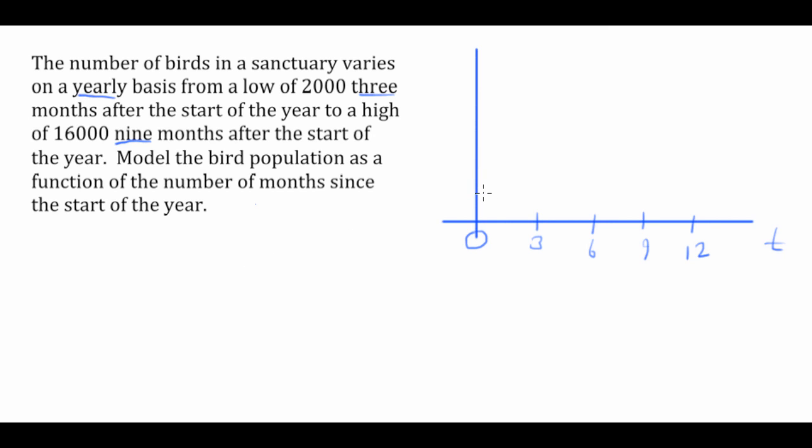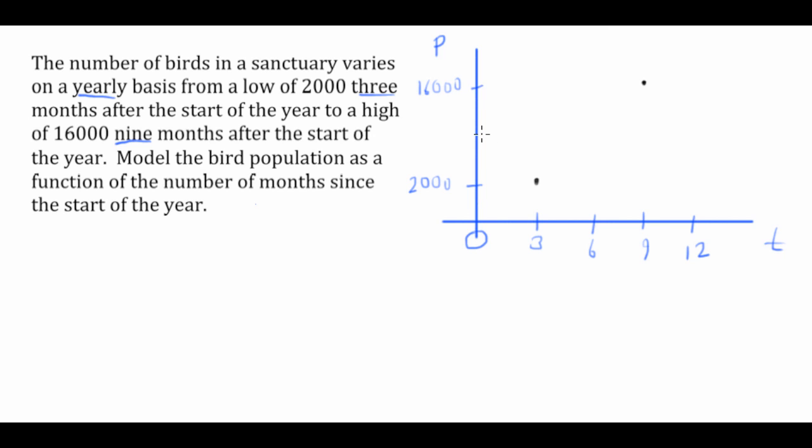And then on the vertical axis, let's call that P for population, I want to make sure I'm marking the low and the high. So 2,000 and 16,000. Now, in particular, I know that I am working with a graph where I've got the low here and the high here. But there are a couple other things I want to fill in.